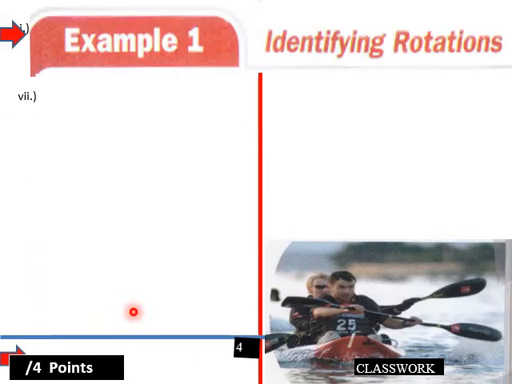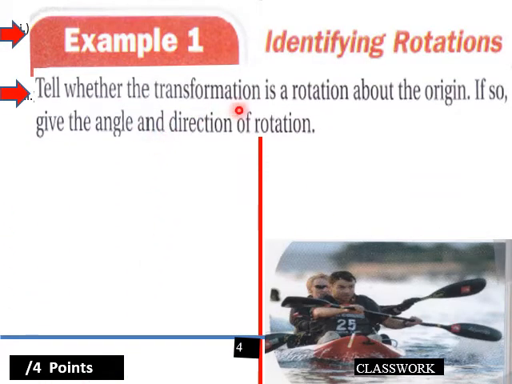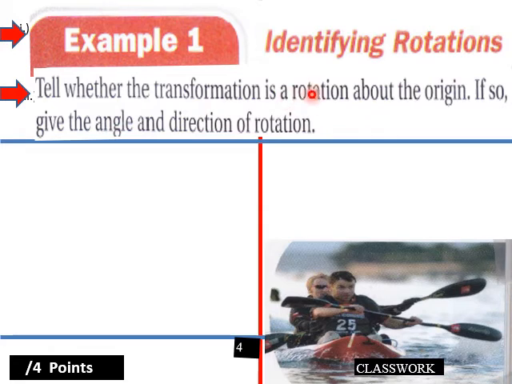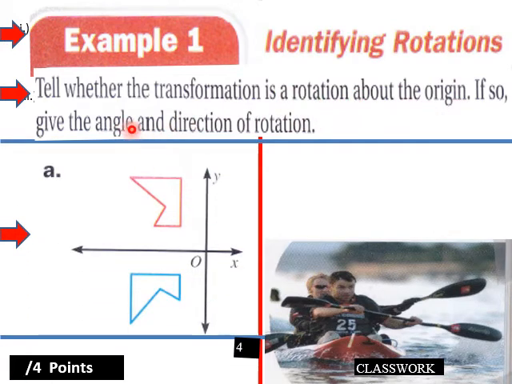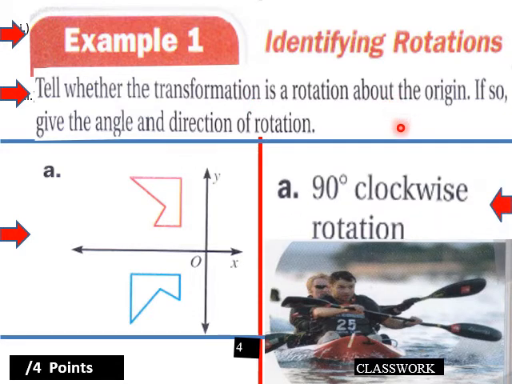Okay, into our first example here, identifying rotations. Tell whether the transformation is a rotation about the origin. If so, give the angle and direction of rotation. So we have a situation here. Is this a rotation about the origin? And it's a 90 degrees rotation. So we go from quadrant clockwise, actually. So it's 90 degrees clockwise.